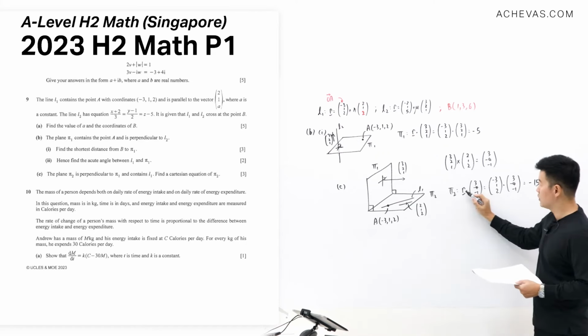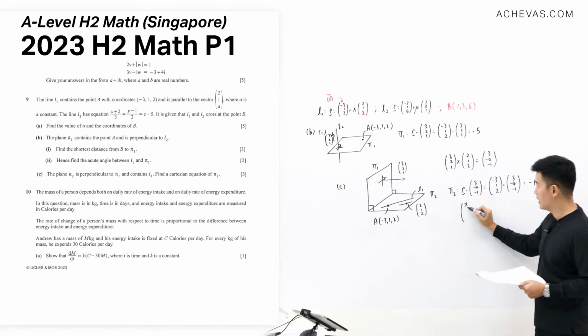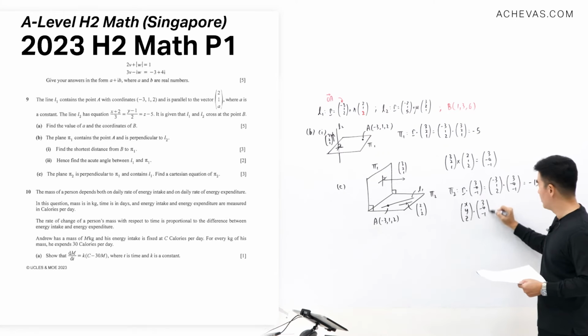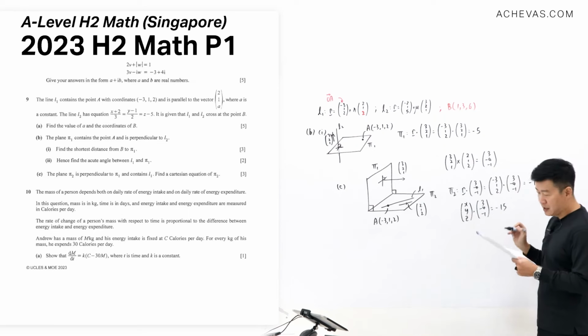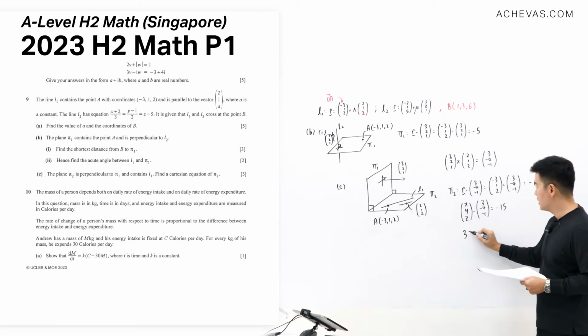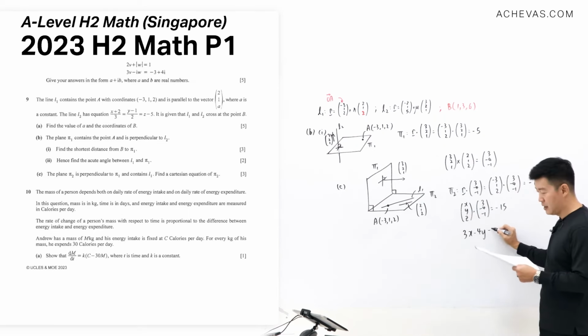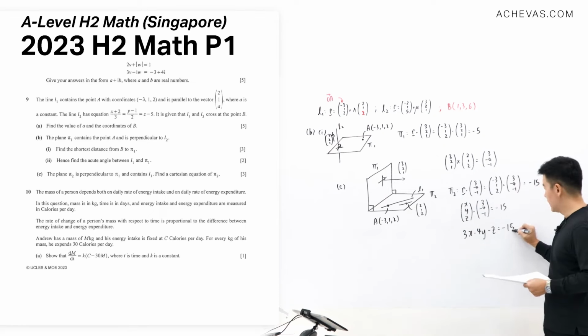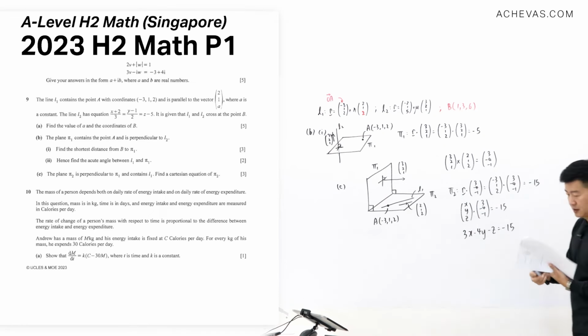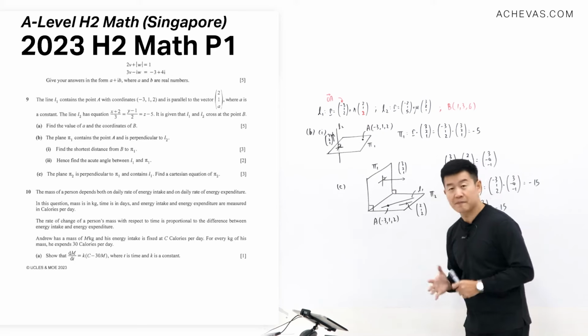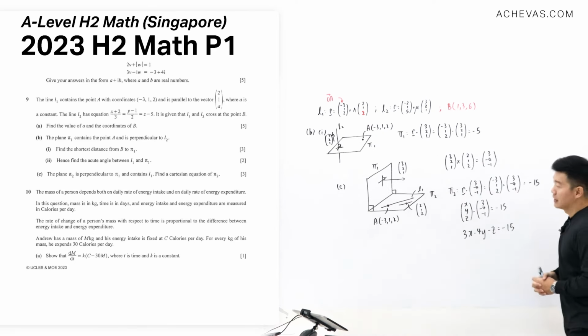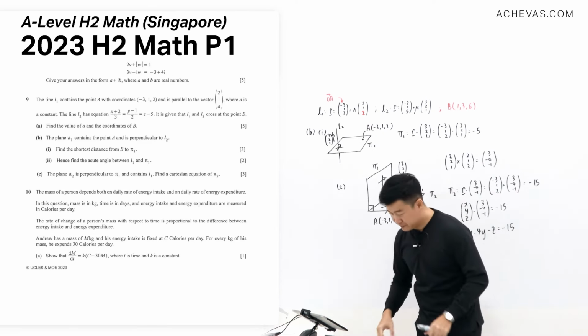So the Cartesian equation will be us replacing this r by (x, y, z). So this dot (3, -4, -1) is -15. The Cartesian equation will be 3x - 4y - z = -15. Okay, done. The next question, question number 10.